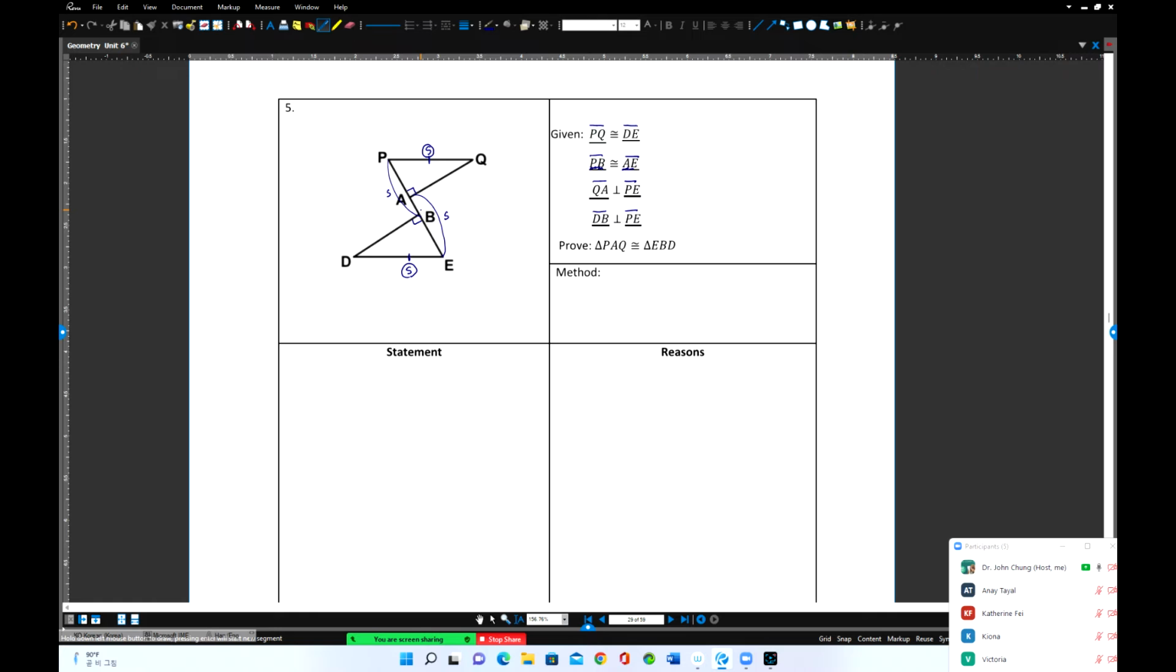The methods are side side side, side angle side, angle side angle, and angle angle side. The last one is hypotenuse leg. This is only for what? Right triangles.